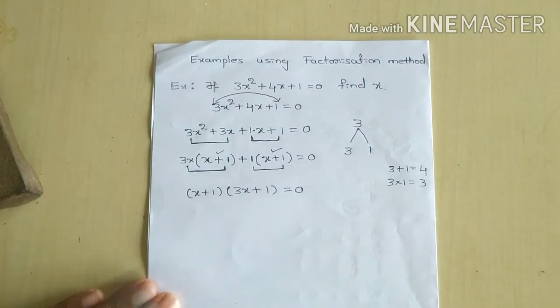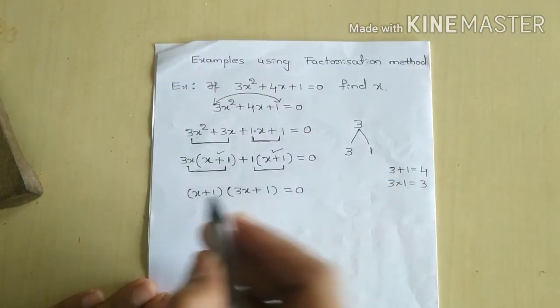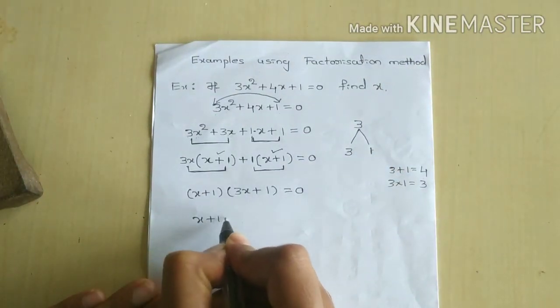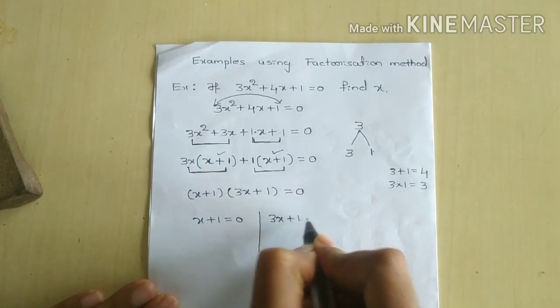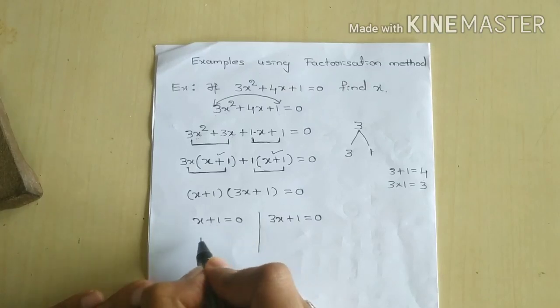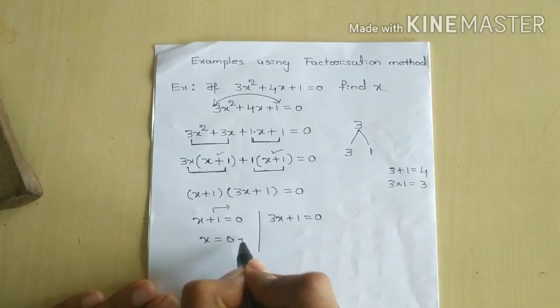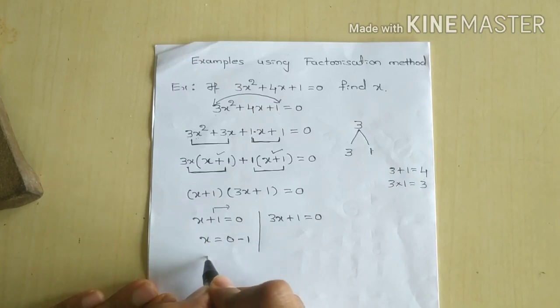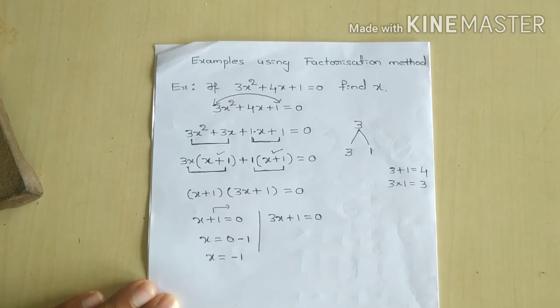So once you get the factors, the next step is to find the x value. Therefore, x plus 1 equals 0, and next, 3x plus 1 equals 0. Therefore, x equals, shifting this 1 to the right hand side, 0 minus 1, which is minus 1.